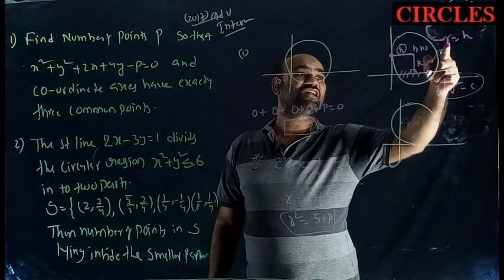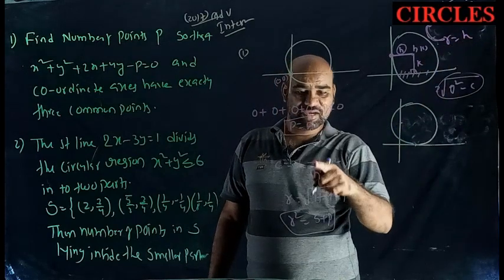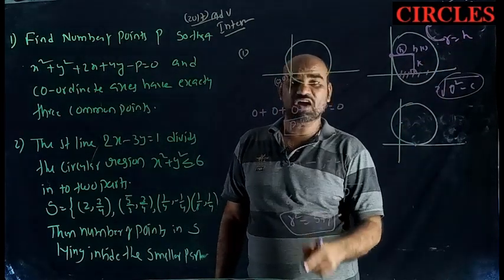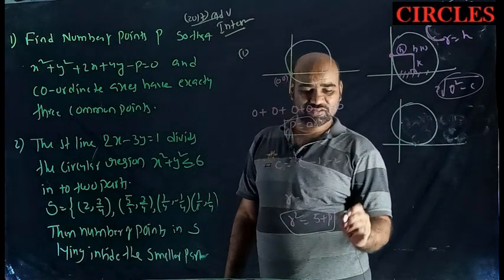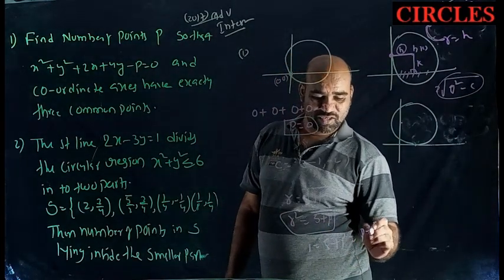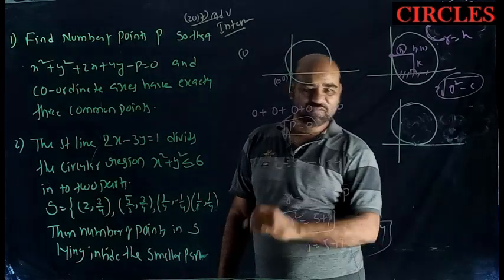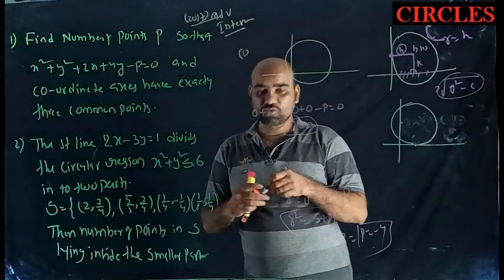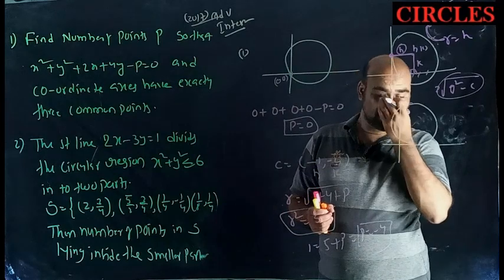Okay, so what is done? r should be equal to h. h means what here? -1. So -1 should be equal to r, so instead of r I can write -1. So (-1) square, 1, equals 5 plus p. So what happened? p equals -4. This is one of the required values of p. So we got two p values: one is 0 and another is -4.